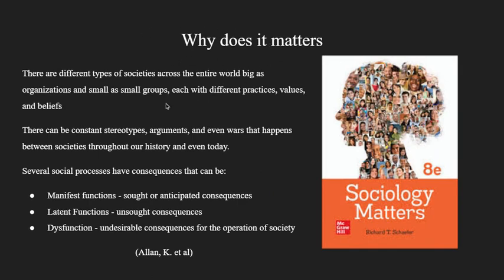Now, why does this matter? There are different types of societies across the entire world, big as organizations and small as groups, each with different practices, values, and beliefs. There have been constant stereotypes, arguments, even wars because of societies throughout history and even today. And there are consequences that can be involved with society: manifest functions, anticipated consequences; latent functions, unseen or unpredicted consequences; and dysfunctions, undesirable or bad consequences.